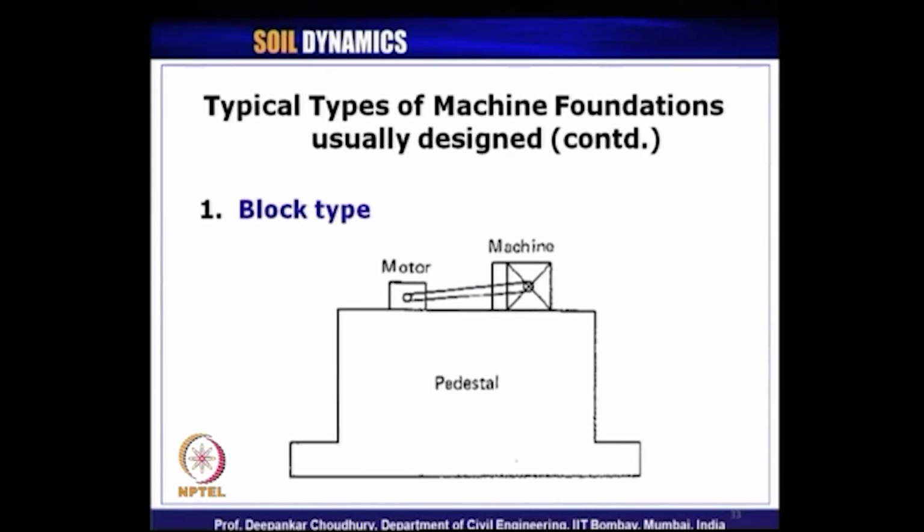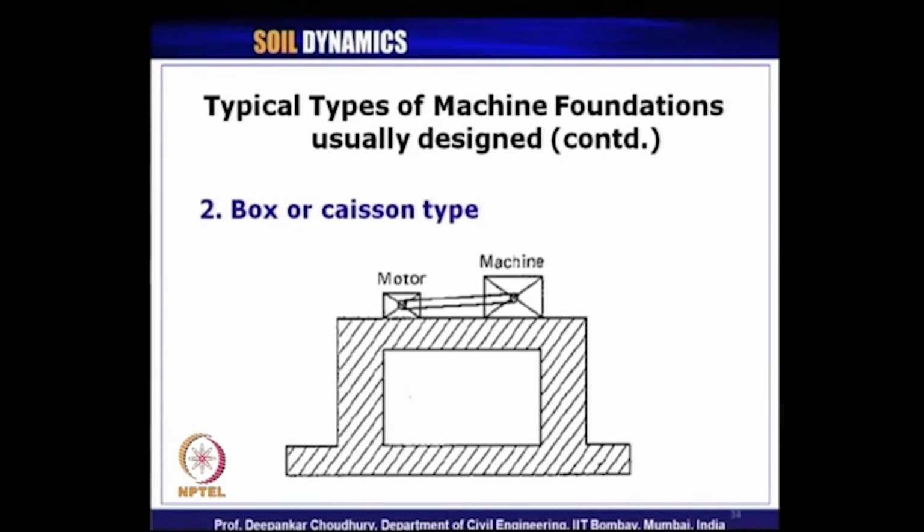Block type machine foundation will look like this. As the name suggests, it is a solid block made of concrete mostly. So, this pedestal, machine, motor like that, will be positioned on the top of the block. This is the most common type of machine foundation used worldwide. Just a concrete block, huge mass of area and depth.